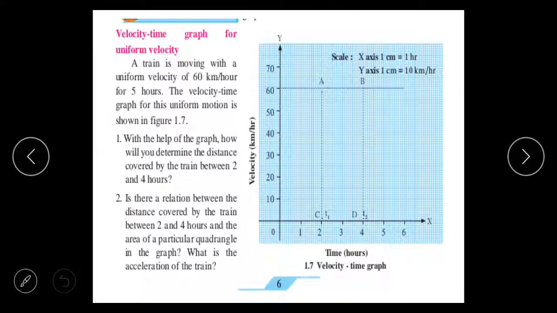Okay, now we will talk about the velocity time graph for uniform velocity. If there is a uniform velocity, if a train is moving with a uniform velocity of 60 km/h, so what will happen here? Here are some questions. With the help of the graph, how will you determine the distance covered by the train between 2 hours?